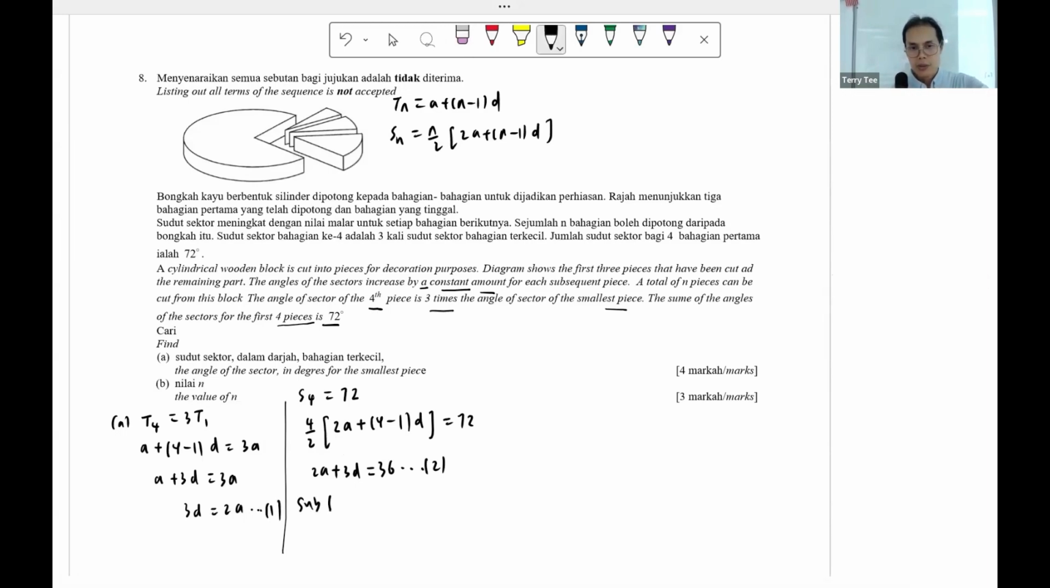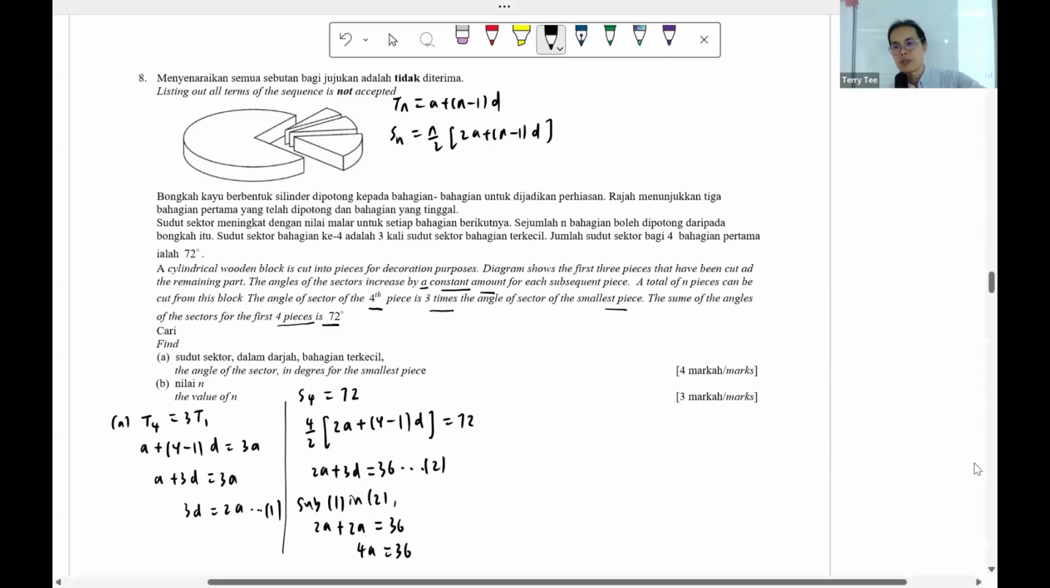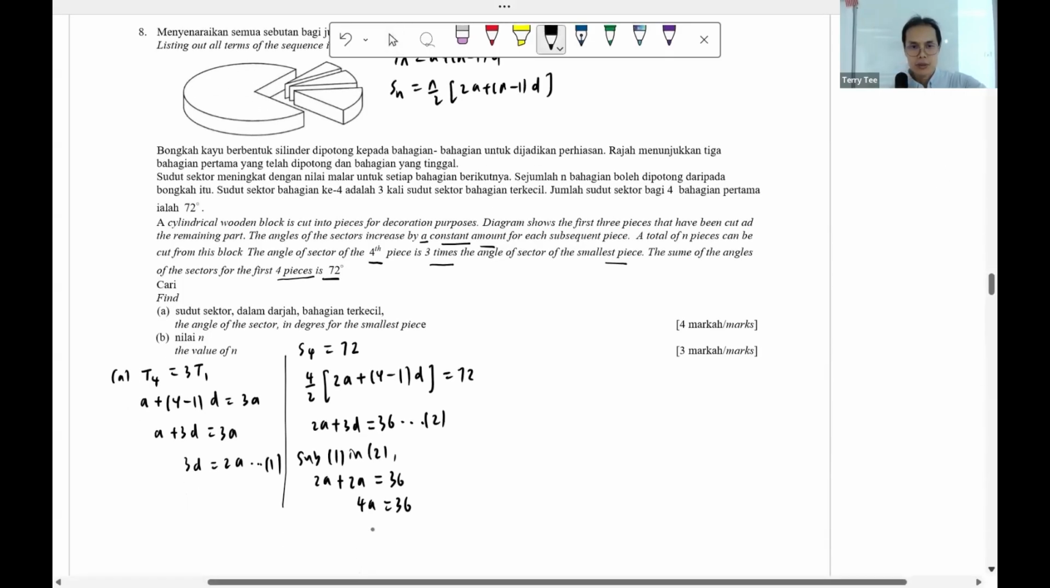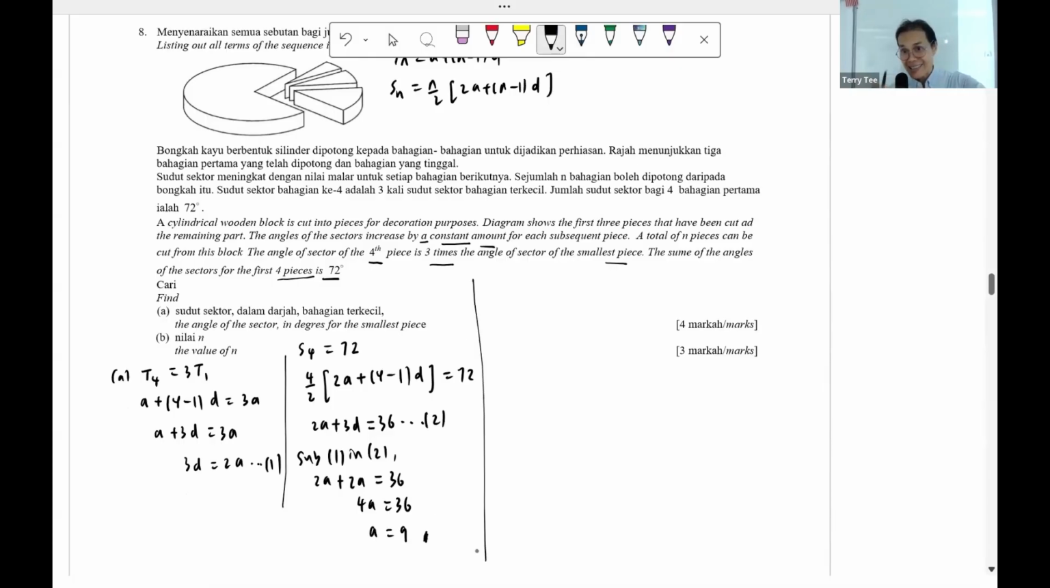We sub equation 1 inside equation 2. So your 3d is 2a. So 2a plus 2a is 4a. 4a is 36. Okay, let me move up a bit. So what's your a? My a should be 9. So the smallest piece has an angle of 9 degrees.